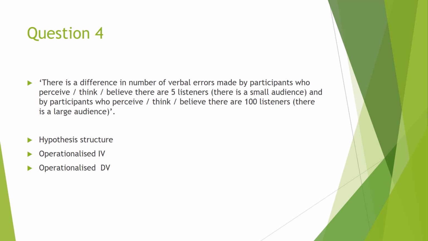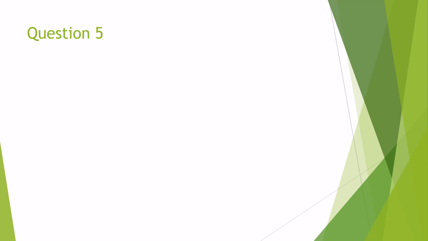So there is a difference, there is no difference, there will be a relationship, well actually not relationship because it's not a correlation, but you could have directional or non-directional, that's fine. You must mention the number of verbal errors, so can you find that and tick it if you got 3 marks, and you must mention 5 listeners or 100 listeners, and if you didn't mention them, that's where you didn't get the marks either.